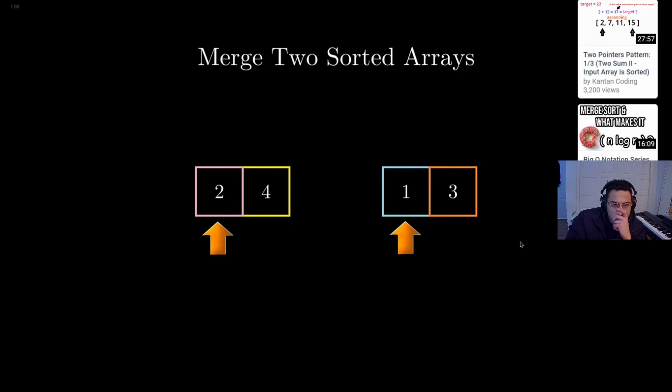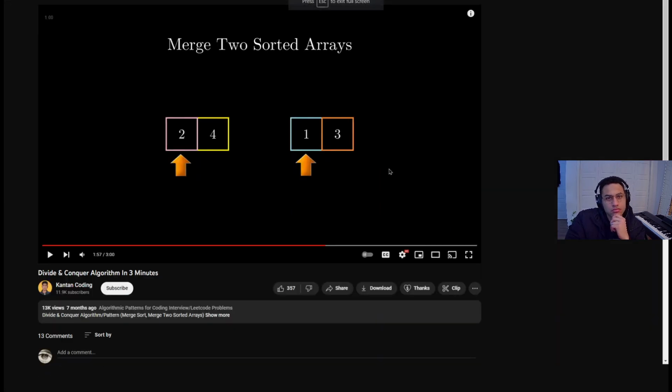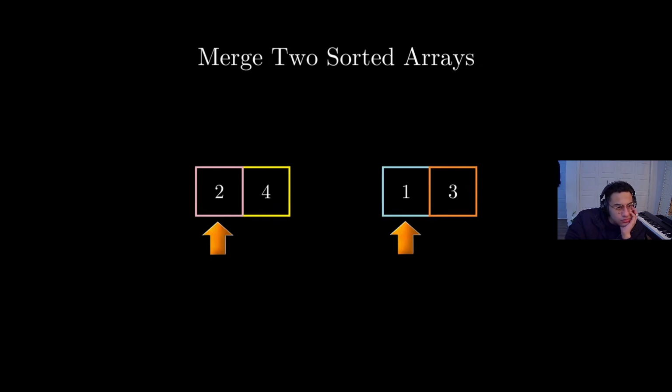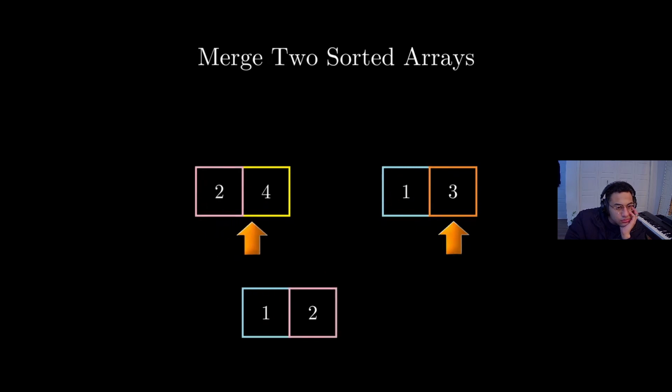So if we have 2 sorted arrays, we'll start both pointers at index 0 for each array. We then compare the two values referenced by the pointers. 1 is less than 2, so we'll take that value first, and then we increment the pointer for the right array. 2 is less than 3, so we take that value and then increment the pointer.